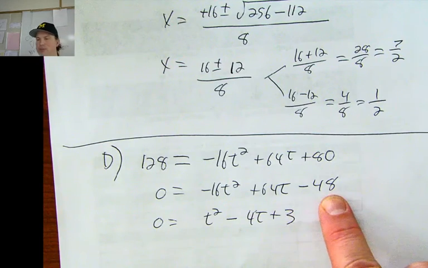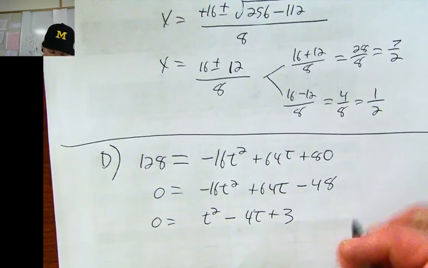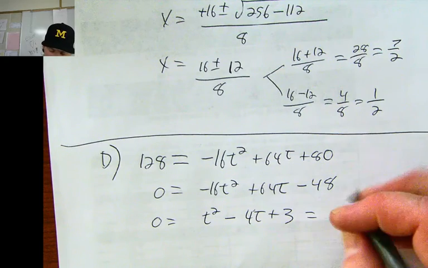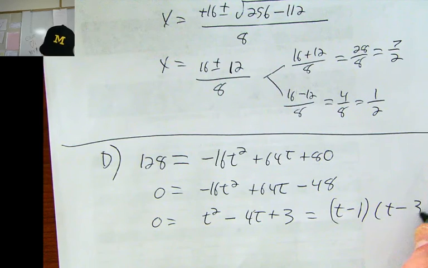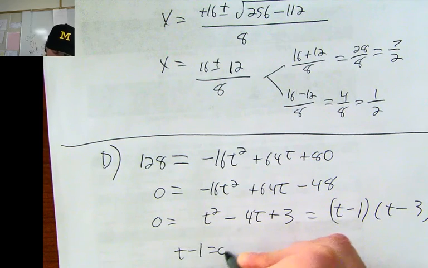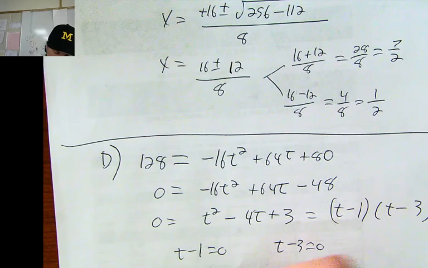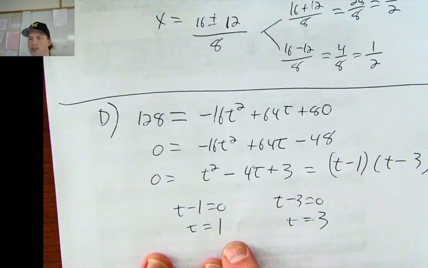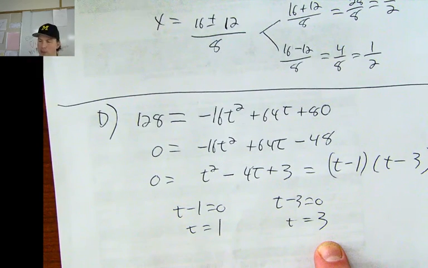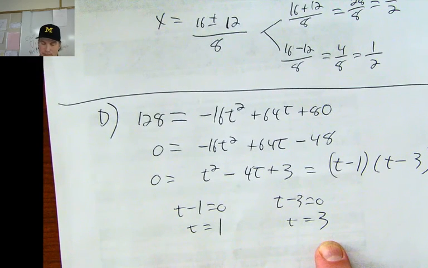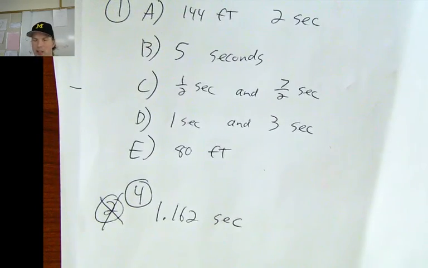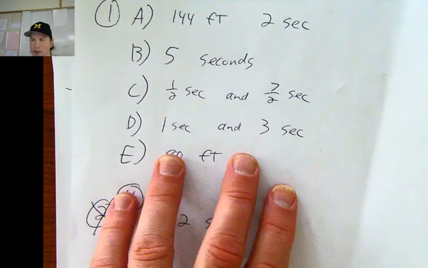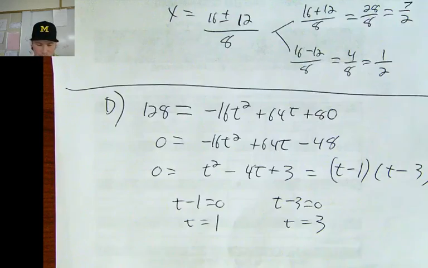And while the last one looked very, very ugly, this one looks very, very easy. And I know that this is equal to t minus 1 times t minus 3. And if I set both of those equal to 0, I get t equals 1 second and t equals 3 seconds. So it achieved that height at both 1 second and 3 seconds. Okay, and that was the answer to C and D. You know, the 1/2 and 7/2 for that first problem, and then 1 second and 3 seconds for that one.